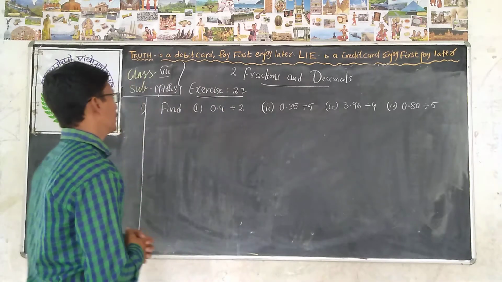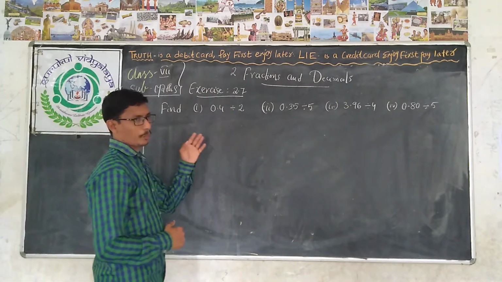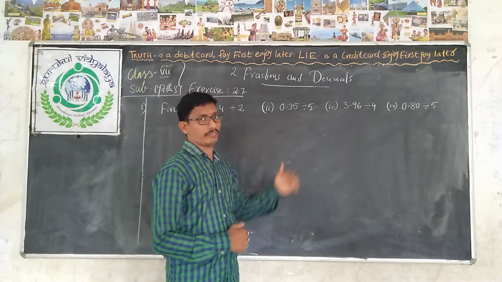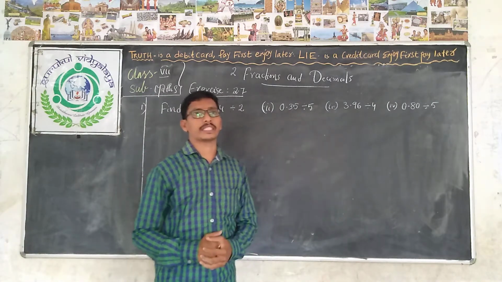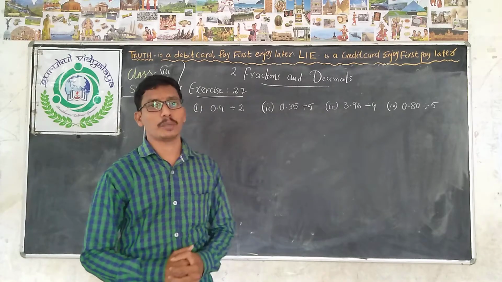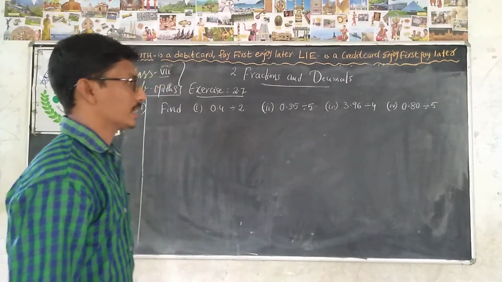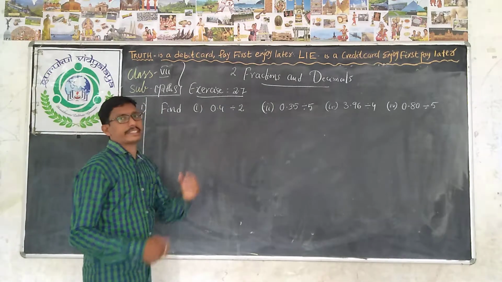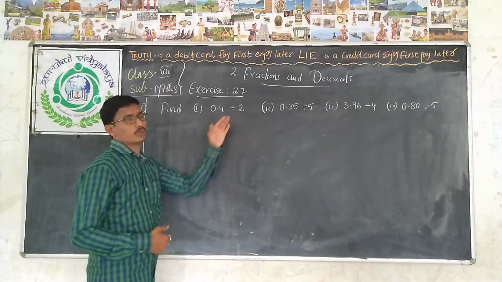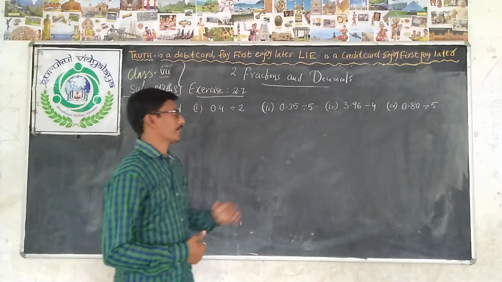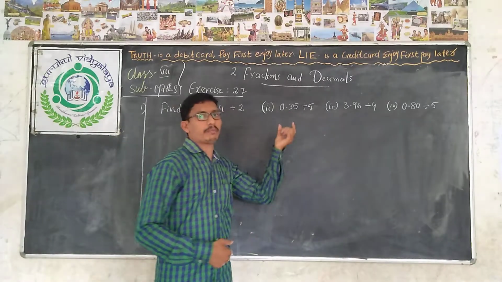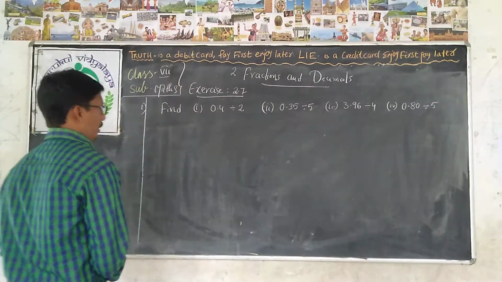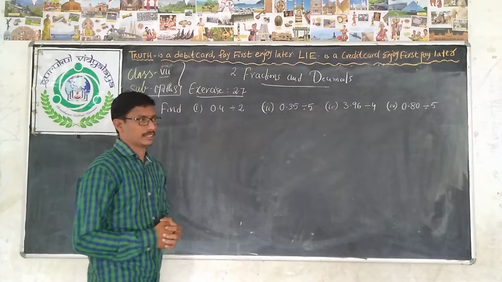All the divisions. See, first one is 0.4 divided by 2. Second one is 0.35 divided by 5. Third one is 3.96 divided by 4. And fourth one is 0.80 divided by 5. Children, please listen here. 0.4 is a decimal number and divided by 2 is a whole number. So here the decimal numbers are divided by whole numbers. Okay. But there is no need to do the division directly; in a short way you can find these answers.